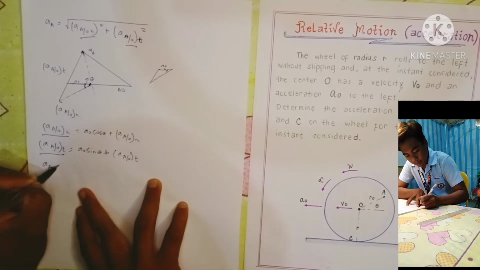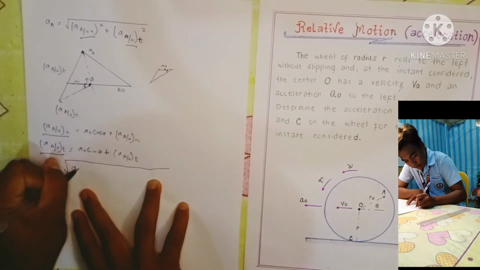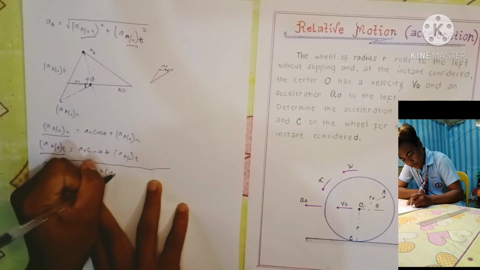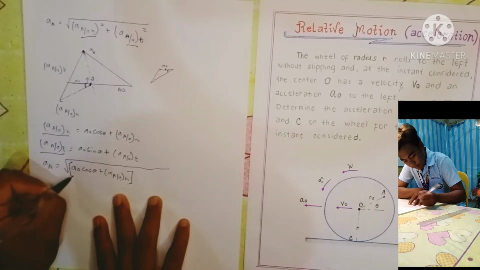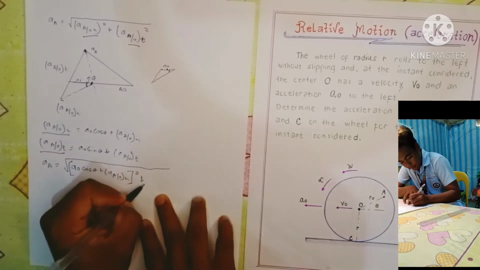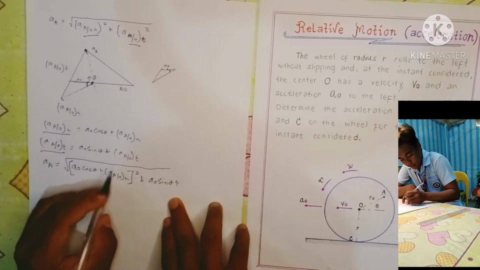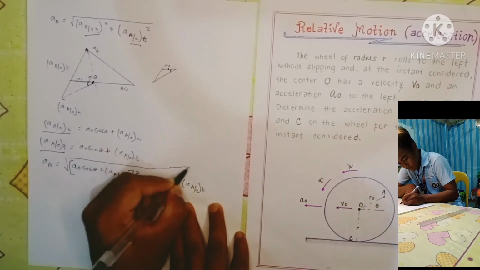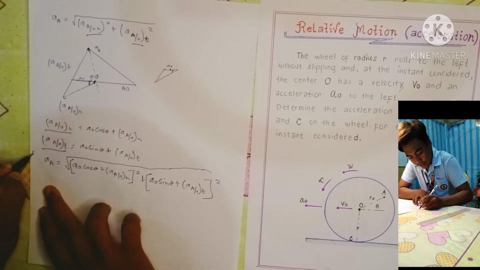A of A at point A is equal to the square root of (A of O cosine theta plus relative acceleration normal of A over O) squared plus (A of O sine theta plus relative acceleration tangential) squared. So this is our first answer.